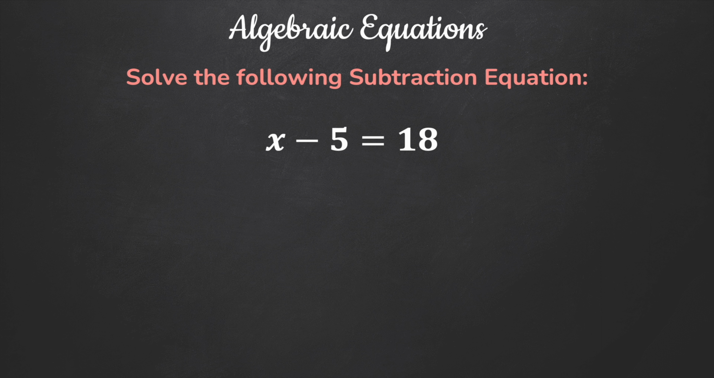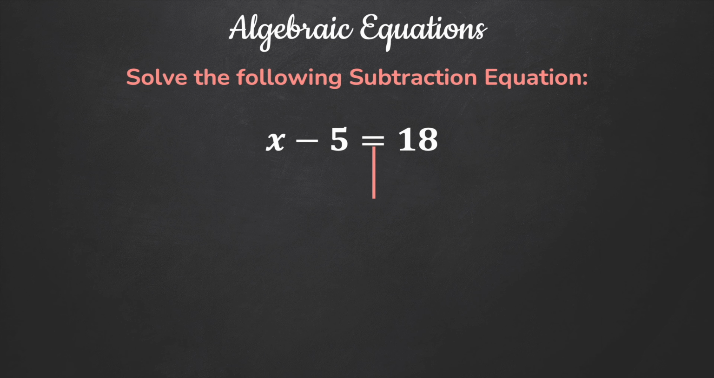Here we have a subtraction equation, which is x minus 5 is equal to 18. Our goal is to figure out what x is equal to. So we want to figure out the value that will make this equation true. And in order to do that, we have to treat our equation like it's a balance. We want to get x by itself, but we still have to keep it balanced. We're going to start off by drawing a line from the equal sign, and we want to get x by itself.